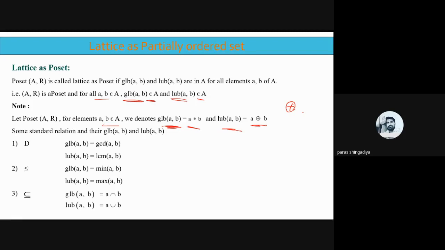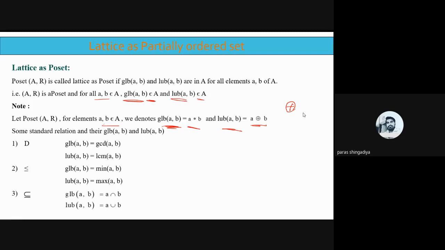So these are the three relations we have, and we have to check whether the lattice is a poset or not. If it includes divide, then we identify GCD and LCM for all such pairs. If it includes less than or equal to relation, then we find minimum and maximum for all such pairs. And if it includes subset, then we use a intersection b and a union b to find the GLB and LUB.